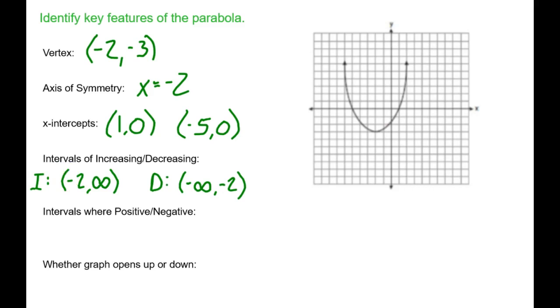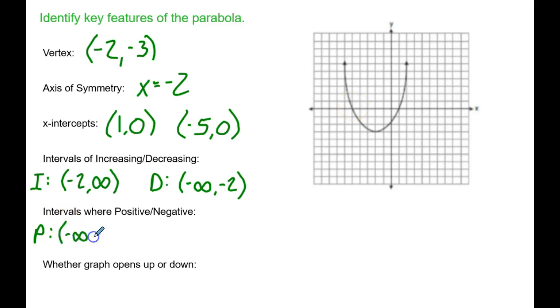Now we're going to go through intervals where the function is positive and where it's negative. First, we're going to go for the intervals where it's positive. So we're looking for the x values where the function values or the y values are going to be positive, where those values are above the x-axis. So we have two different portions where our function, the y values, are positive. From -infinity until we get to this x value of -5.